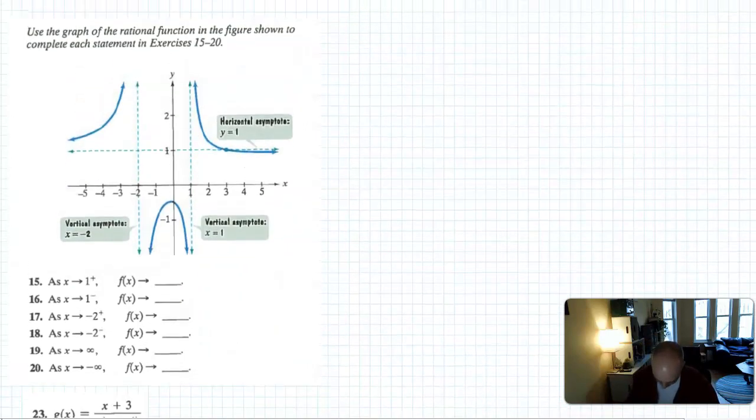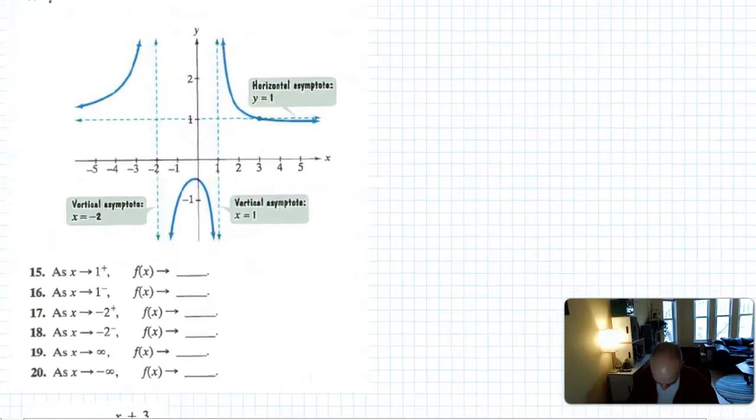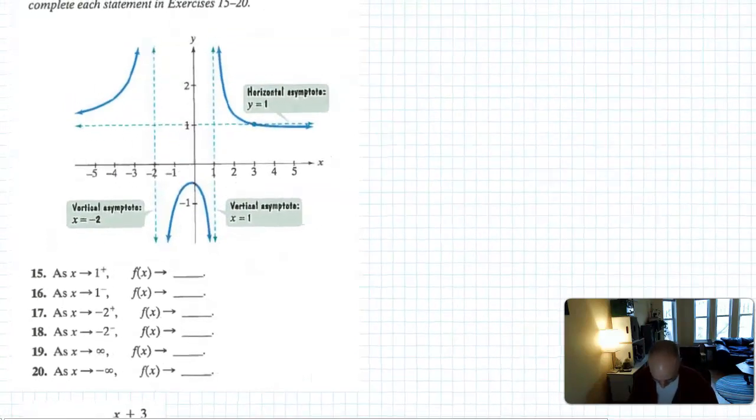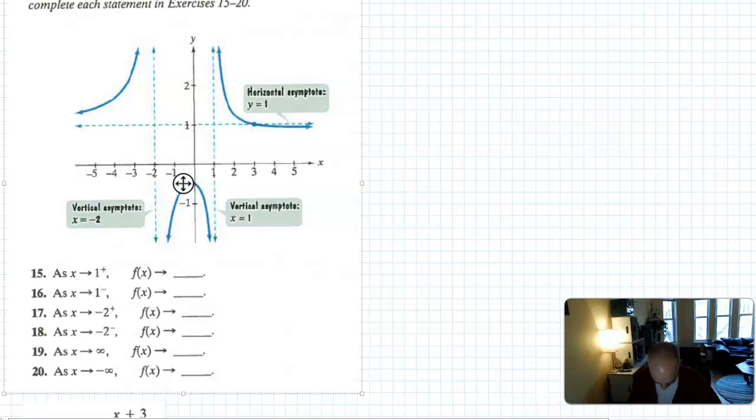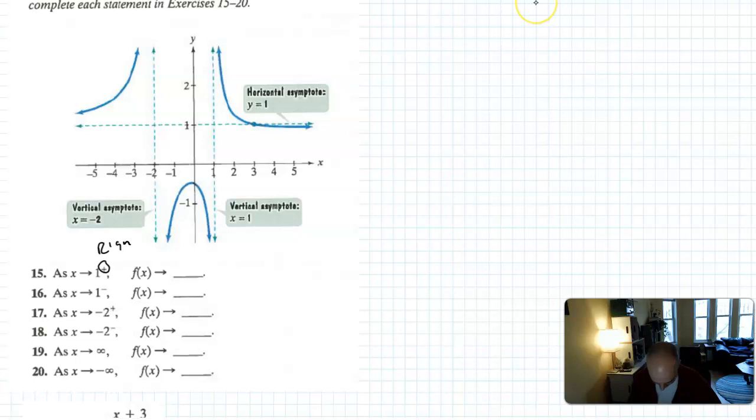So the first group is about limit notation. Or this is not actually limit notation. This is kind of baby limit notation. We may be asking you to do real limit notation, but whatever it is, we still need to talk about it. So as x approaches 1 plus, that's from the right side. That's what that little superscript positive means. F of x approaches what? So this is our vertical asymptote. So f of x approaches infinity.